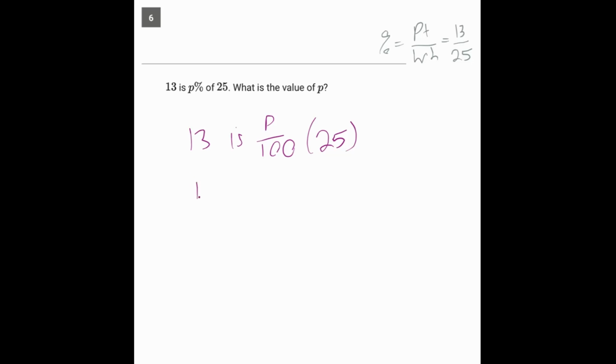So doing it the first way, 13 equals P over 100 times 25, which is really itself over 1. 25 over 100 simplifies to 1 over 4. So P over 4. Now we can multiply by 4 and we'll get P equals 52, and that's our answer.